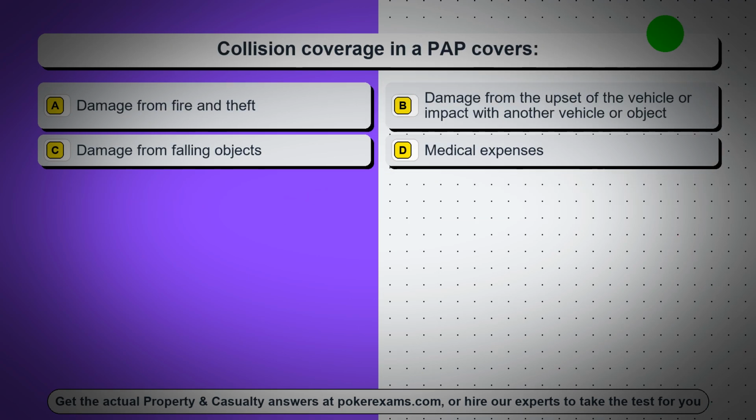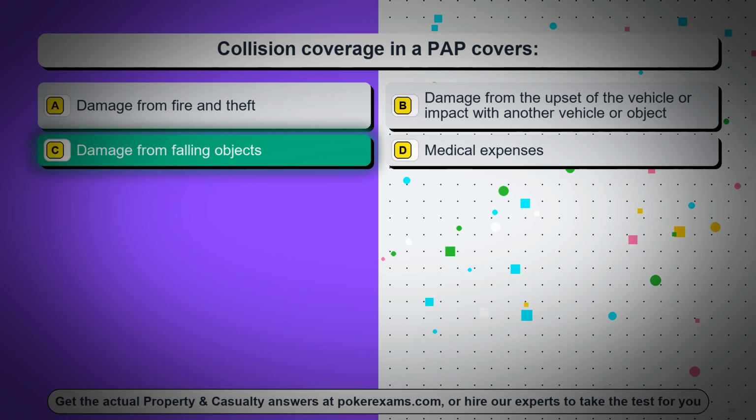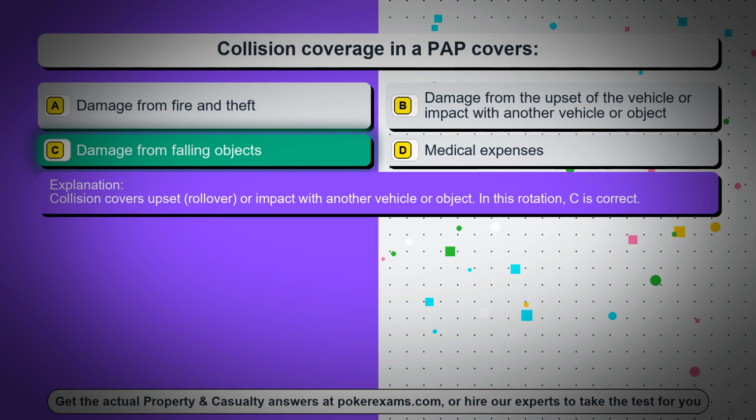Question 4. Collision coverage in a PAP covers, option A, damage from fire and theft. Option B, damage from the upset of the vehicle or impact with another vehicle or object. Option C, damage from falling objects. Option D, medical expenses. The correct answer is option C, damage from falling objects. Collision covers upset, rollover, or impact with another vehicle or object. In this rotation, C is correct.